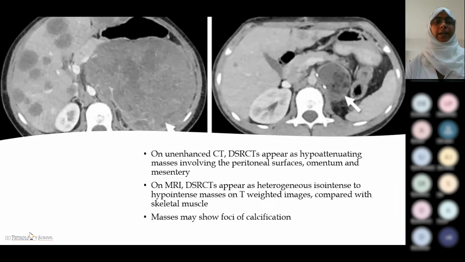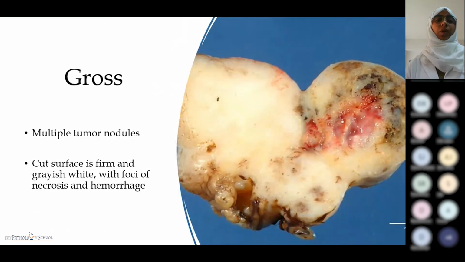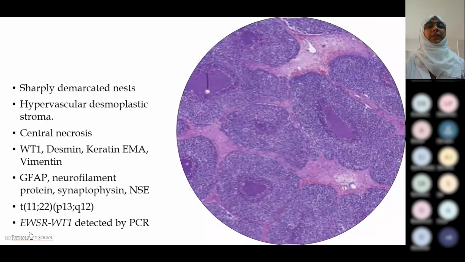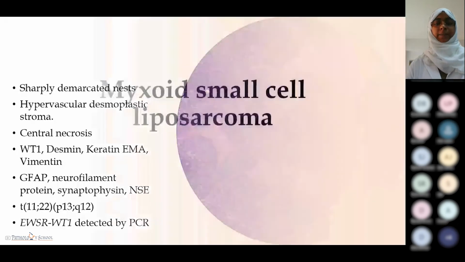Radiologically, you see unenhanced hypoattenuating masses in the peritoneal surface and omentum, which may show foci of calcification. On gross, you see multiple nodules with a grayish-white cut surface and foci of hemorrhage and necrosis. On microscopy, true to its name, desmoplasia, there will be sharply demarcated nests with hypervascular desmoplastic stroma and central necrosis. It will show positivity for WT1 and desmin. And the characteristic EWSR1-WT1 fusion, just like in Ewing sarcoma, will also be detected by PCR.